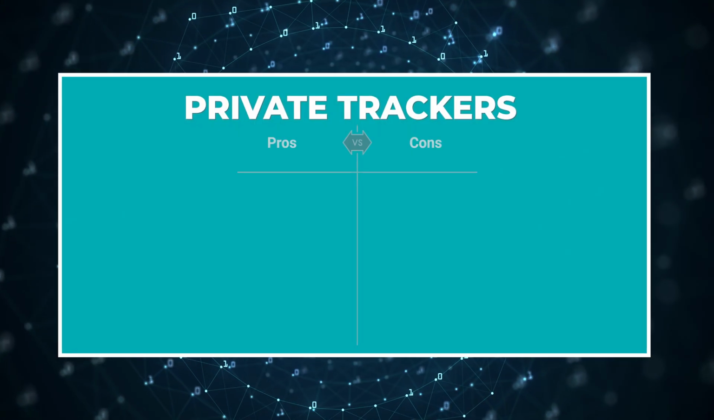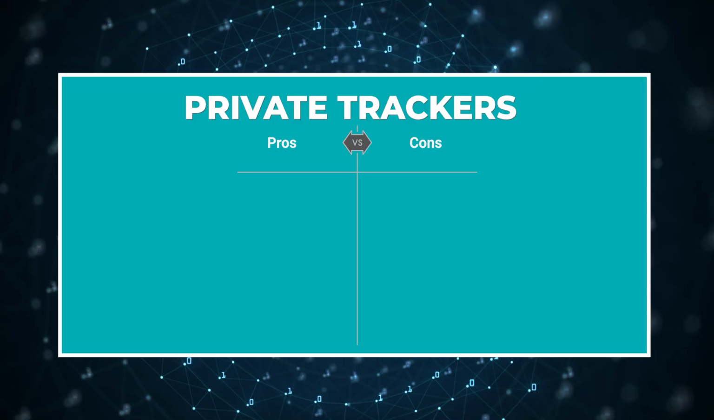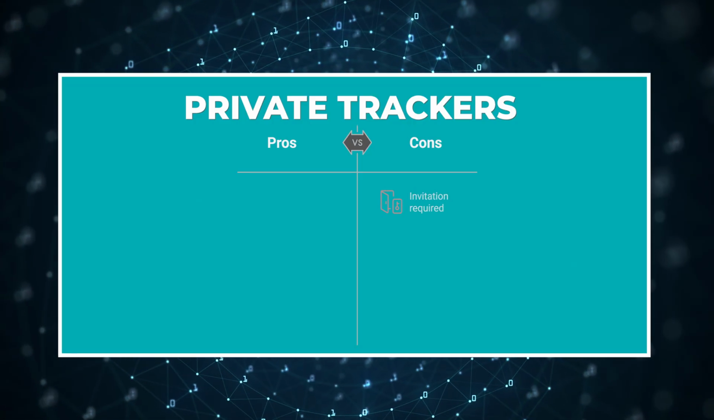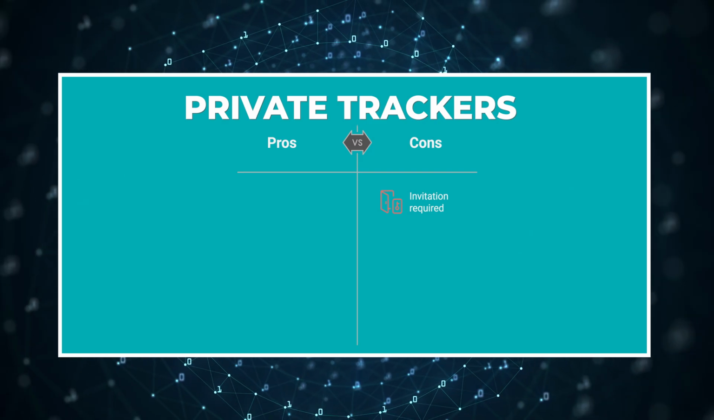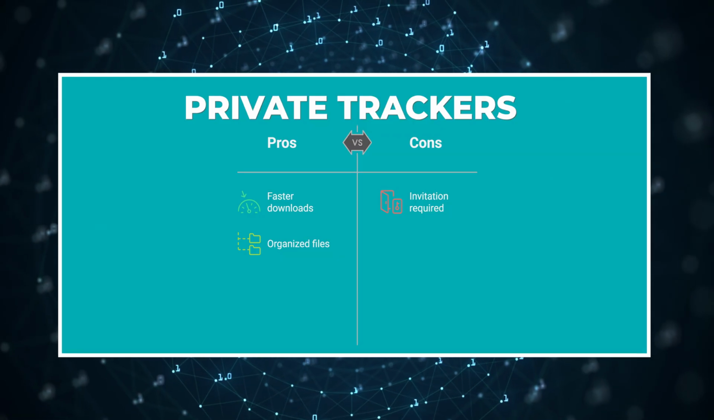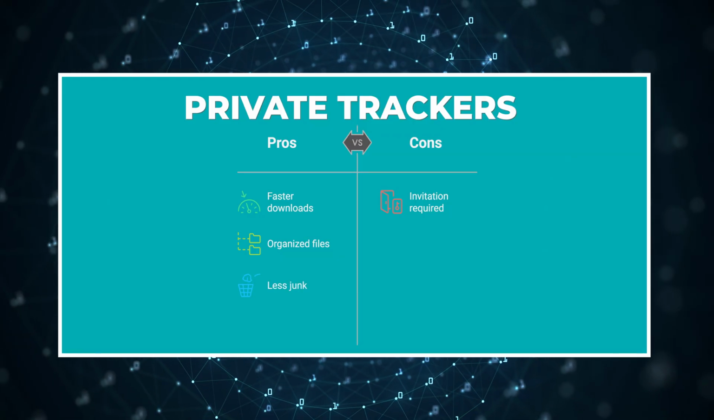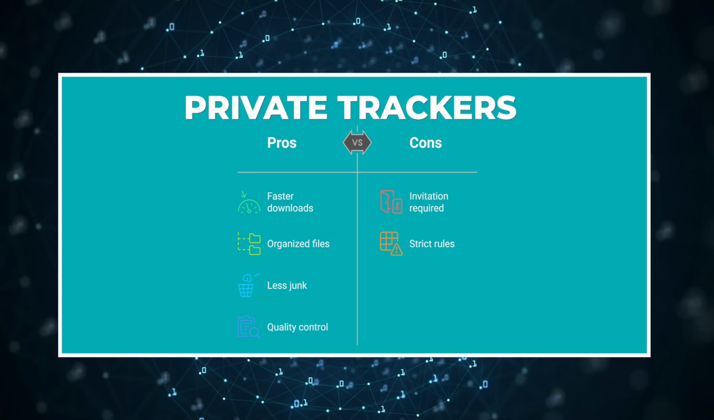If you're looking for faster downloads and cleaner files, private trackers are a solid option. These aren't open to just anyone. You usually need someone to invite you, or in some cases, you can apply. But once you're in, the difference shows. Downloads are quicker, files are better organized, and you won't have to deal with as much junk. They do have rules, and some might be strict, but that's kind of the point. It keeps the bad stuff out.